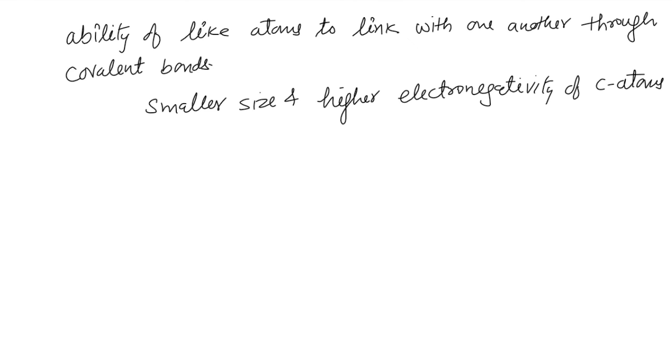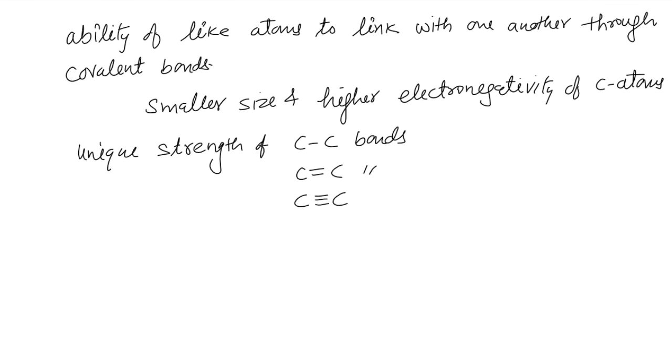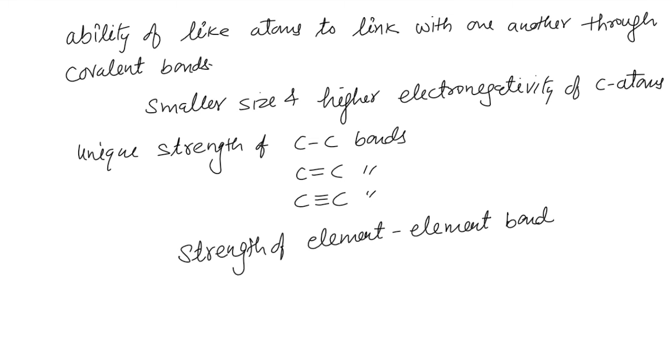Okay, and at the same time it also depends upon the strength of carbon carbon bonds. So it is due to the unique strength of carbon carbon bonds, carbon carbon single bonds, double bonds, triple bonds. So mainly the property of catenation depends on the strength of the element element bond. It is the main reason. So catenation mainly depends on the strength of the element element bond.